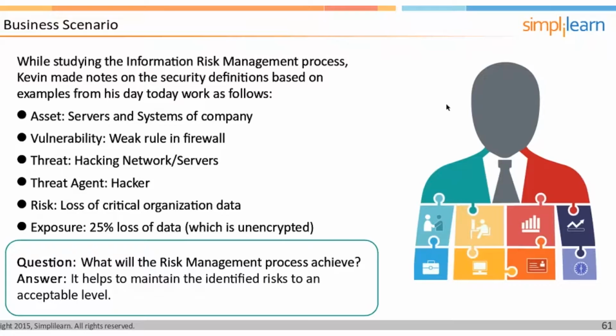But this is a good scenario. It says the assets are the servers and systems of the company. The vulnerability: what is the weakness? There's a weak rule in the firewall. What are the threat agents? The hackers. What will they do? The threat: they might hack the network servers. So what is the risk? What will happen if they carry out the threat?